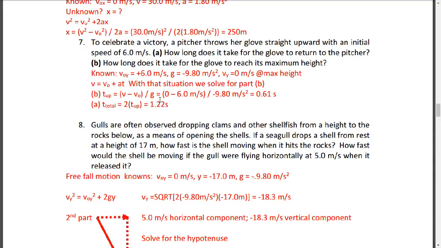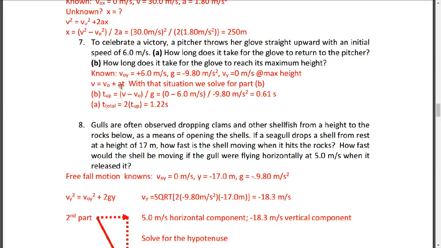How long does it take for the glove to return to the pitcher, and how long does it take to reach its maximum height? Really, part B is easier to answer. Answer part B and then double it to get part A. So we know the initial velocity is positive 6. We know the final velocity, at its maximum height, is 0. We know the whole time the glove is being accelerated back down toward the Earth with an acceleration of negative 9.8 meters per second squared.